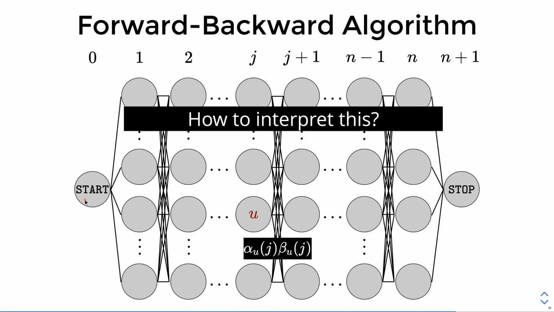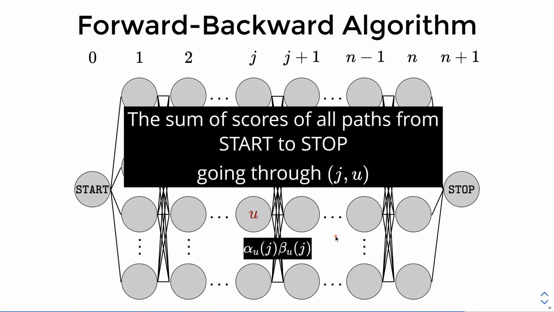So there are many possible paths connecting start and stop, right? And only those paths that actually go through this node will be counted. If you multiply these two, this is what you get. So it's a sum of the scores of all the possible paths connecting start and stop going through this node. So that's the semantics of this. Is that okay?